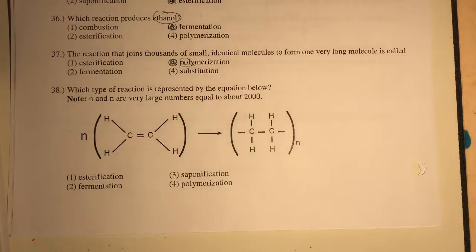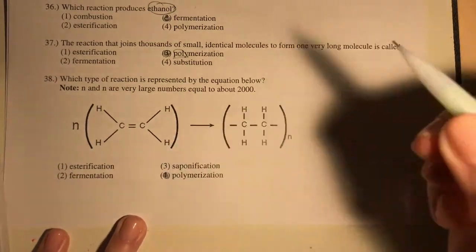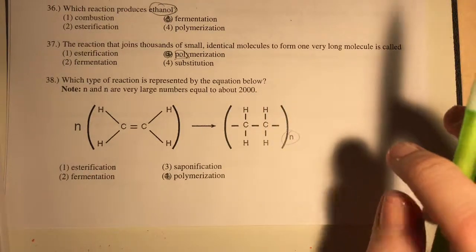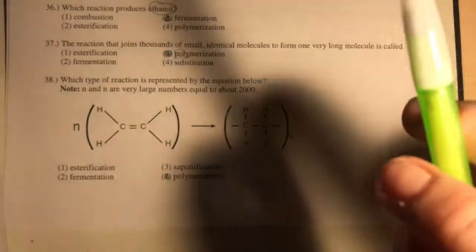Okay. 38. Which type of reaction is represented by the equation below? Note n is a very large number, about 2,000. Okay, so this is taking double bonds, making them into single bonds. Probably it's going to be polymerization, because it says here that we're multiplying it with n. When we see an n, that's automatically going to be polymerization because we're multiplying itself by n number of times.